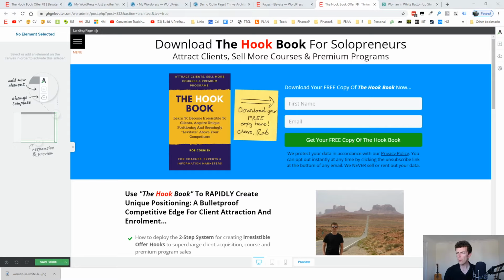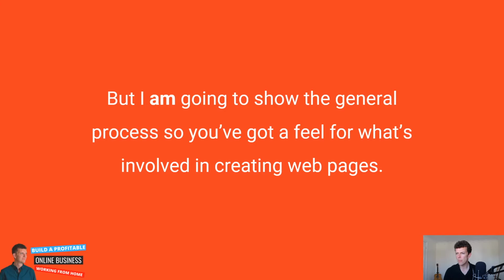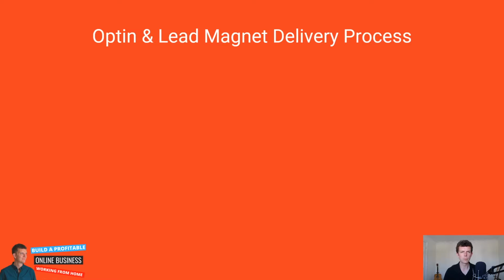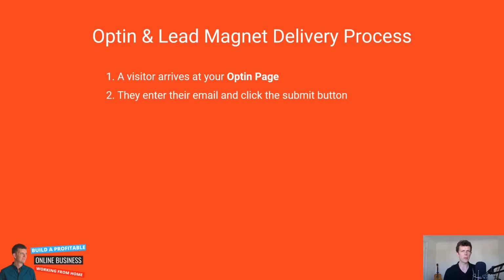So let's jump back now to the main slides. So here's the delivery process for your email opt-in. We have a visitor arrives at your opt-in page. Those are the ones we just saw. They enter their email and click the submit button. And once that happens, they go through to the thank you page. I'll show you an example in a minute. That just says, thank you for signing up. Please go and check your email.